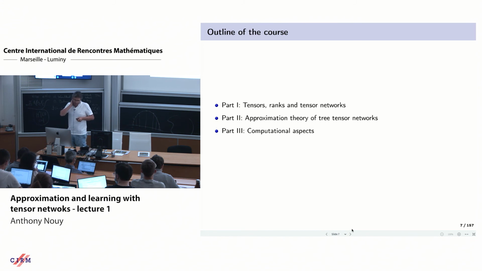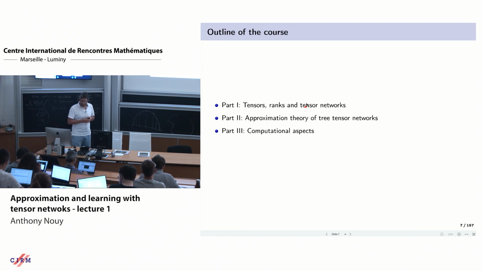Okay, so the outline of the course: the course is split in 3 parts. First, I will talk about tensors, tell you what are these objects. I will tell you about the notion of ranks of tensors, and then introduce some related tensor formats exploiting low-rank structures. And we will see these formats as particular cases of a more general tensor network.